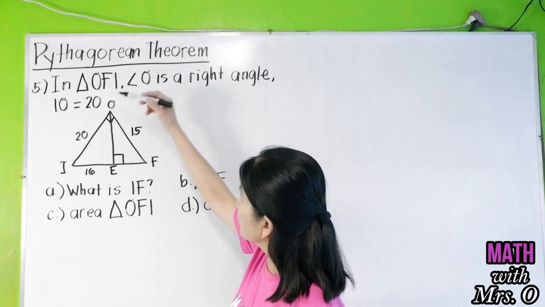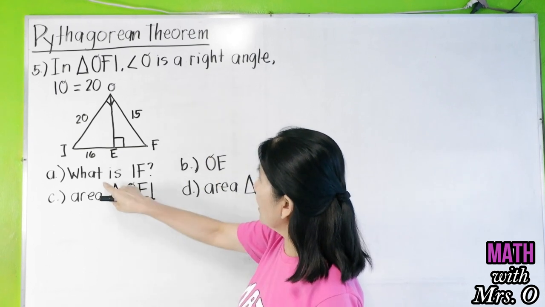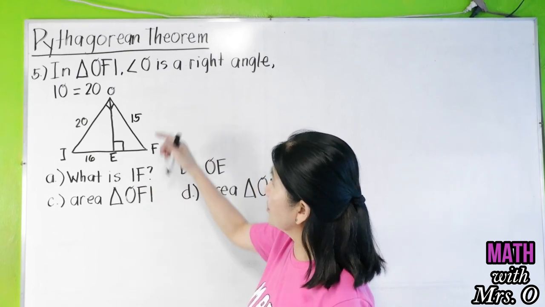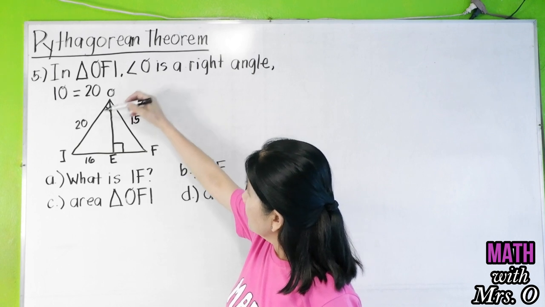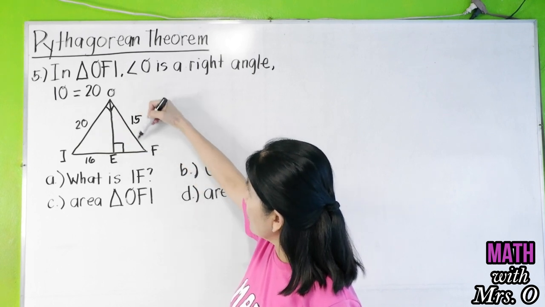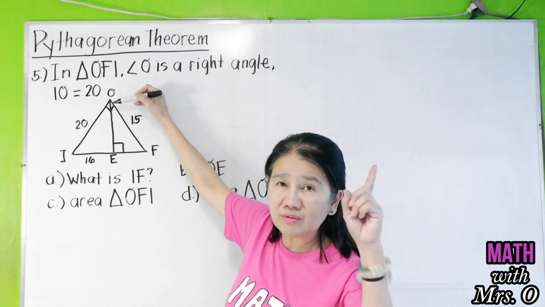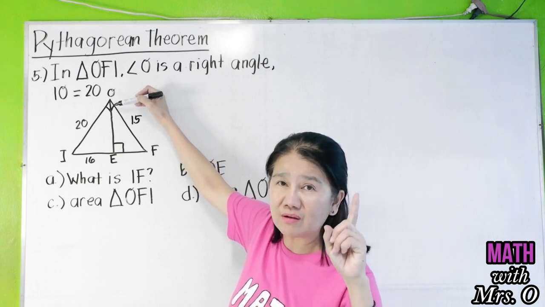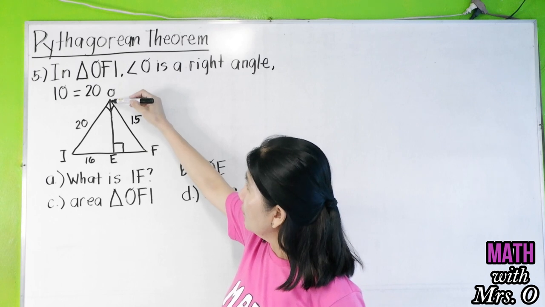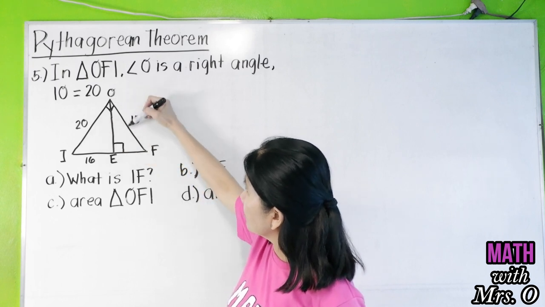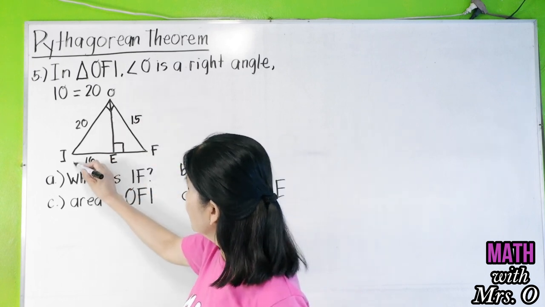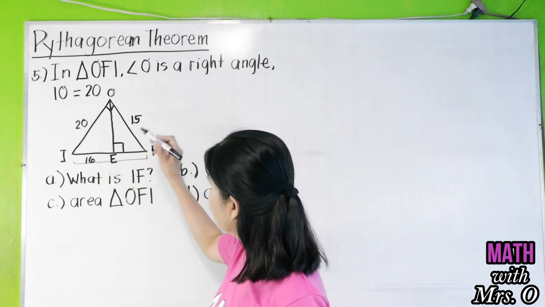IO is equal to 20. What is IF? You see the triangle OFI is a right triangle. That gives you already a hint that you can use the Pythagorean theorem. Two sides are 20 and 15, so you can now solve for IF.